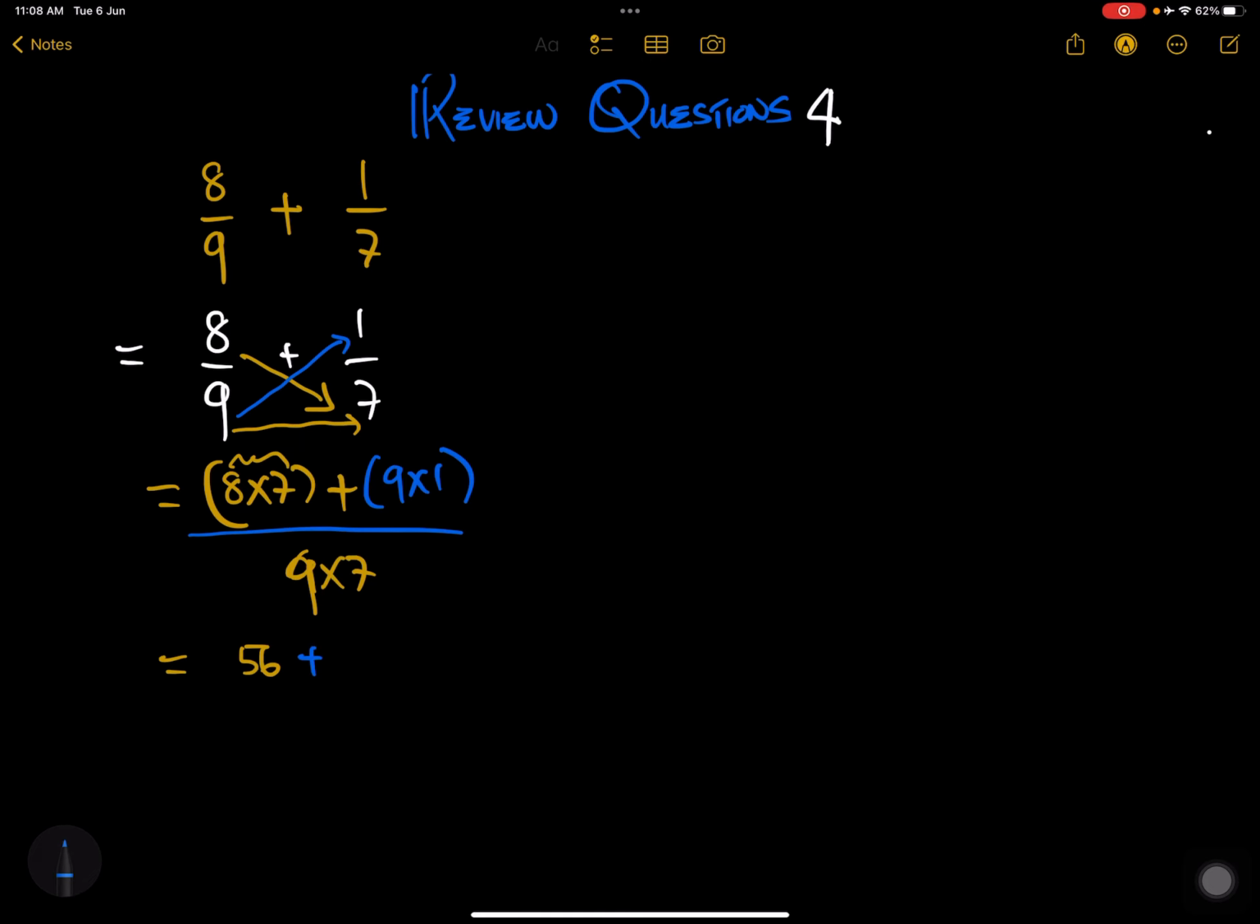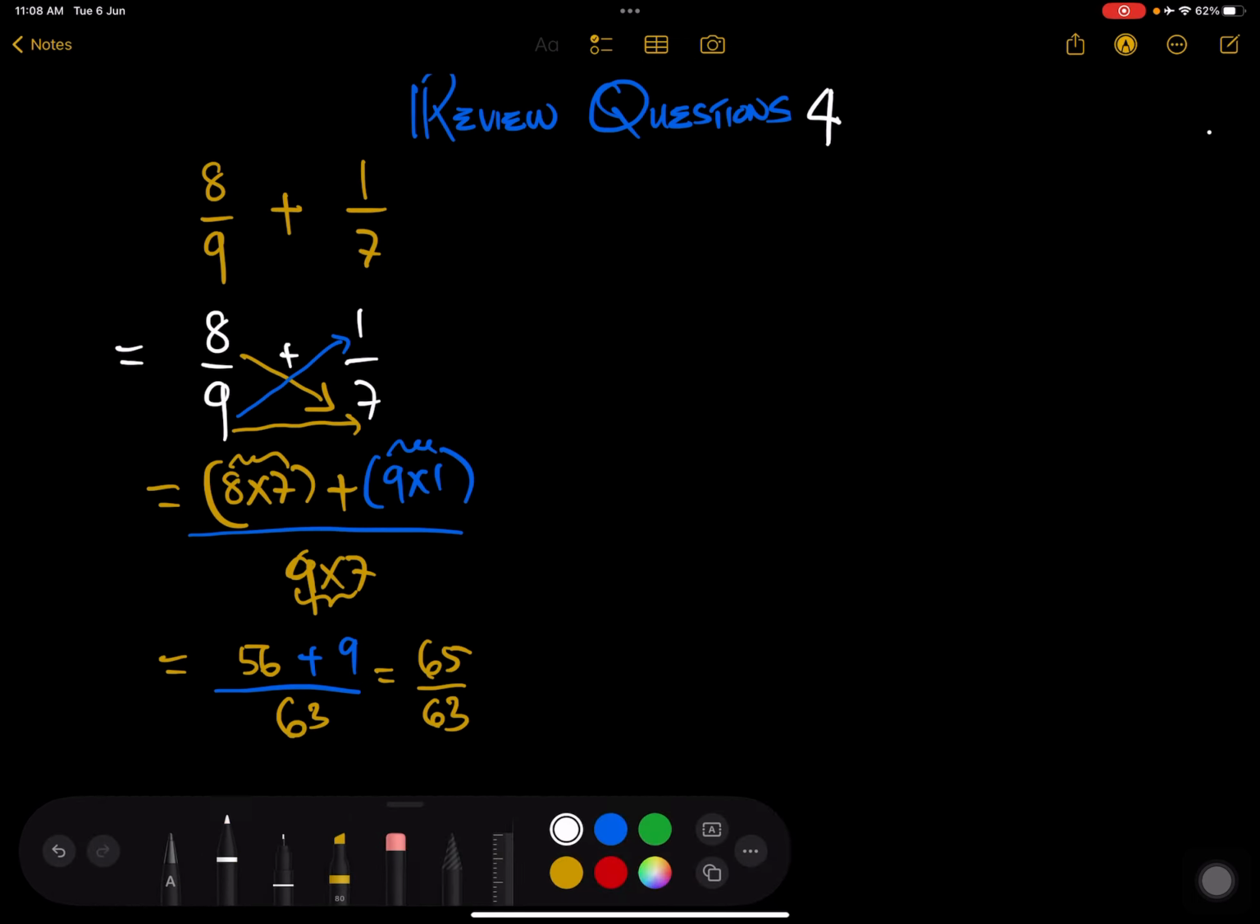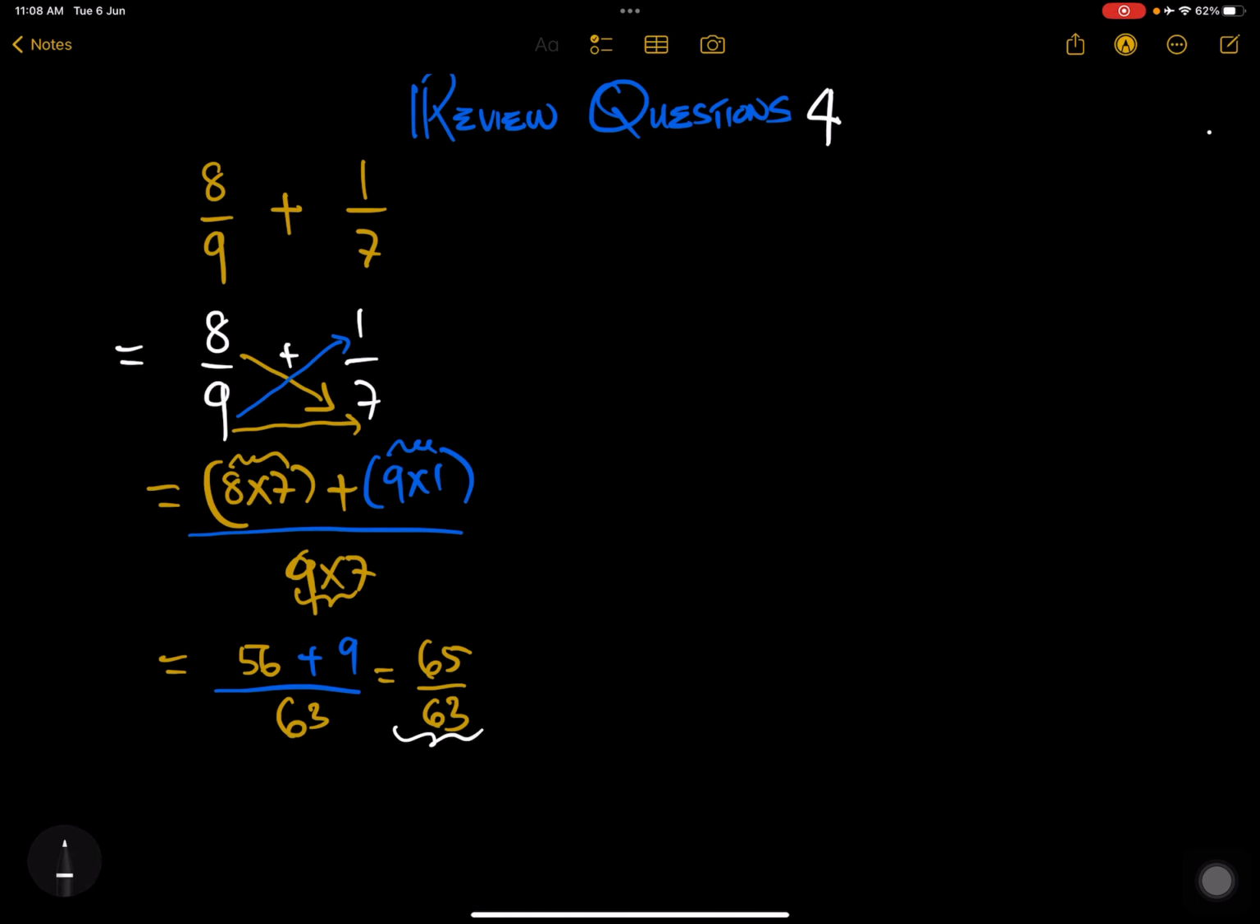And then we're going to add it to this one. 9 times 1 is 9. We're going to divide everything by 9 times 7, which is 63. That gives us 65 on top and 63 below. Who can tell me what this type of fraction is? This is an improper fraction. Why? Because the numerator is greater than the denominator.